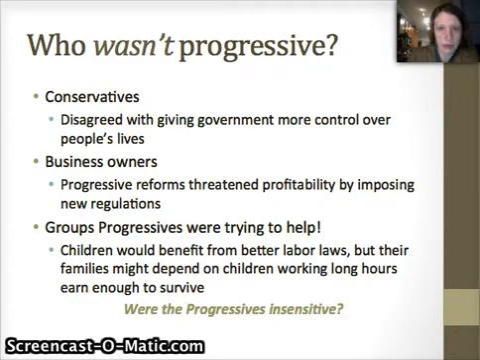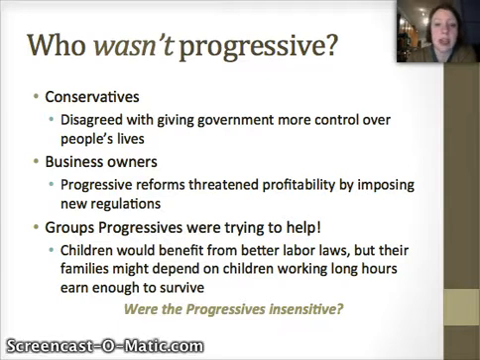So perhaps you're thinking to yourself, well, it sounds like everyone's a progressive during this period, which isn't exactly true. There are a few groups of people who are decidedly not progressive and who are very opposed to what the progressives were trying to do. First of all, people who are conservatives, politically conservative. They disagreed with the idea of giving government more control over people's lives. They wanted things to kind of remain as they had been, more of a government hands-off sort of atmosphere, and didn't want to see change in that area.